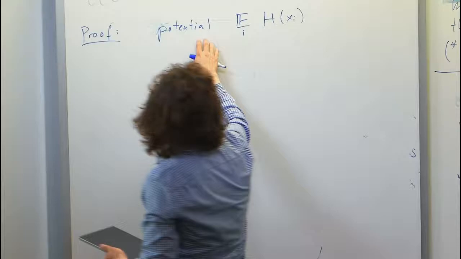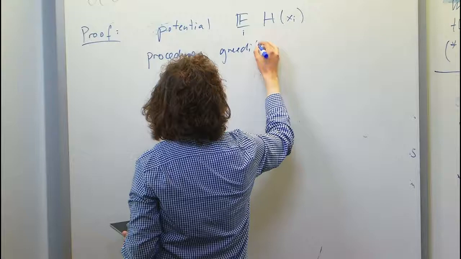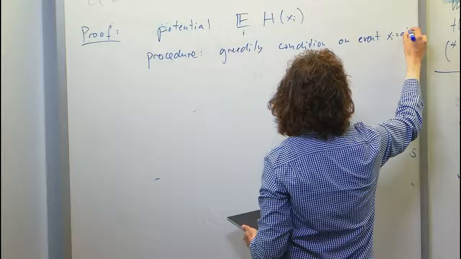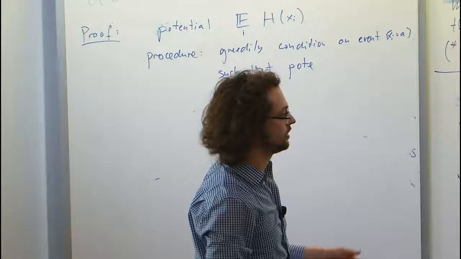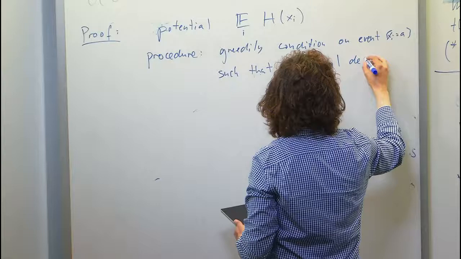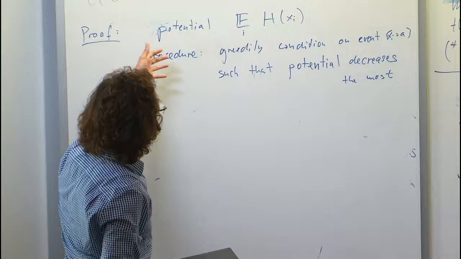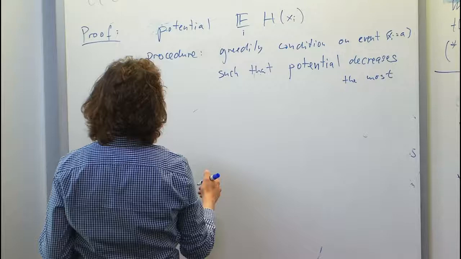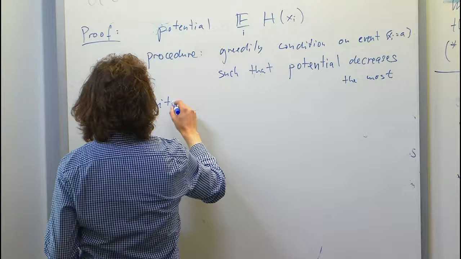Okay, so we'll use this as a potential, and we'll use the following procedure. Sort of greedily condition on an event of the form xi is equal to a, such that the potential decreases the most. This is a procedure to find the pseudo distribution d prime. And the claim is that if you follow this procedure, then eventually you will get a pseudo distribution that satisfies these properties. Why is this the case? So let's look at what happens if you condition on a random event.